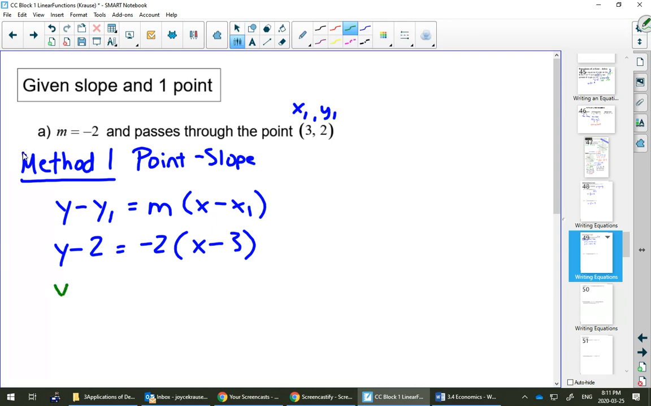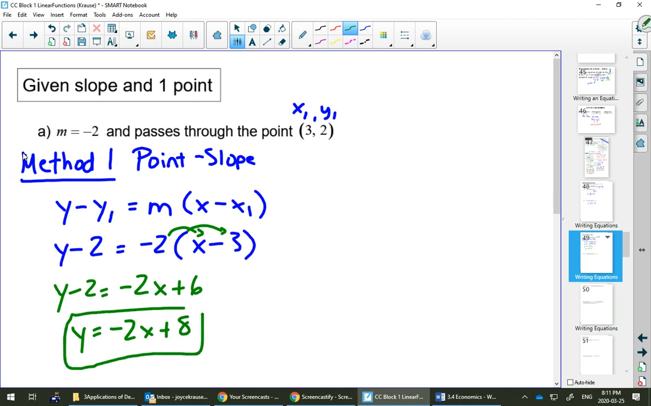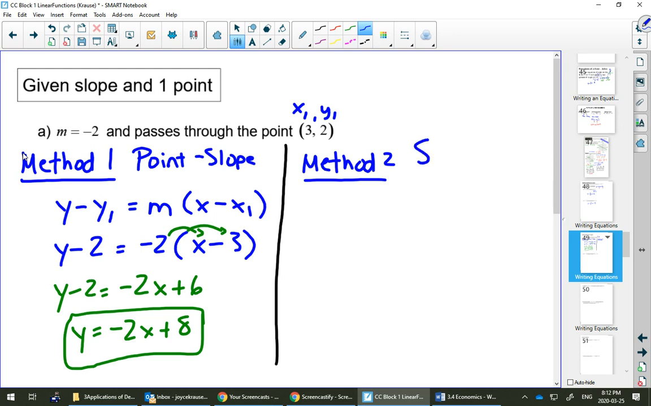And so we're going to have y minus 2 equals -2x plus 6. Simplifying, we've got y equals -2x, a positive 6 plus 2 is a positive 8. Okay, so y equals -2x plus 8. If we wanted to do this exact same question but use the slope-intercept form, this is what it would look like. So method 2, slope-intercept.